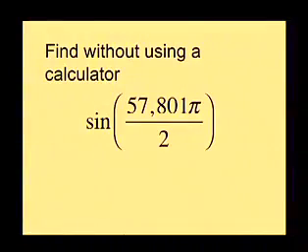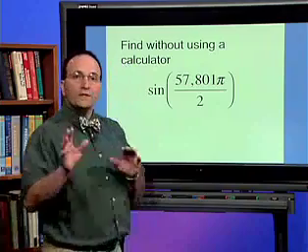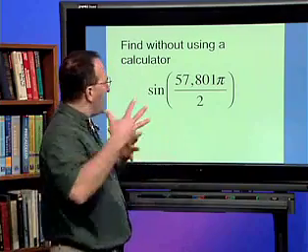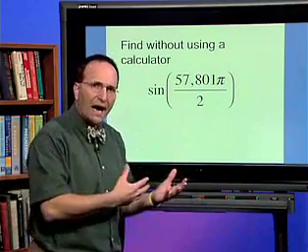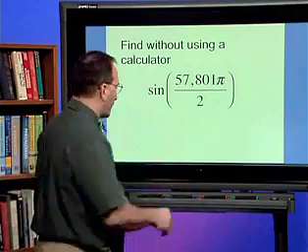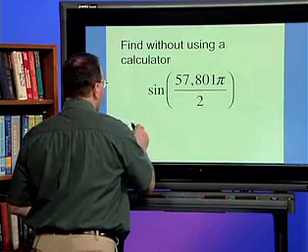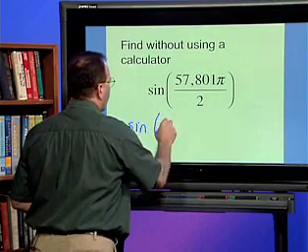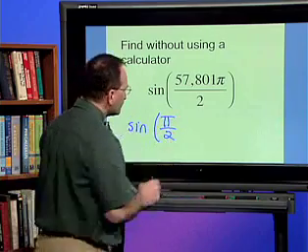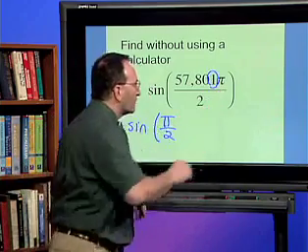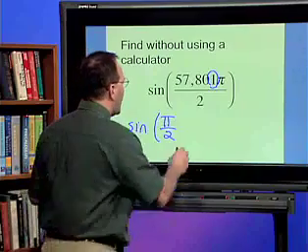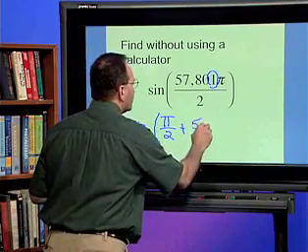Let's say that we're going to find, without using a calculator, the sine of 57,801 pi, all divided by 2. So what you have to realize is that there's got to be some multiple of 2 pi in there. And what I'll do for you is break this up. We can say that this is the sine of pi over 2, because notice there's this sort of extra pi over 2 sitting in there.